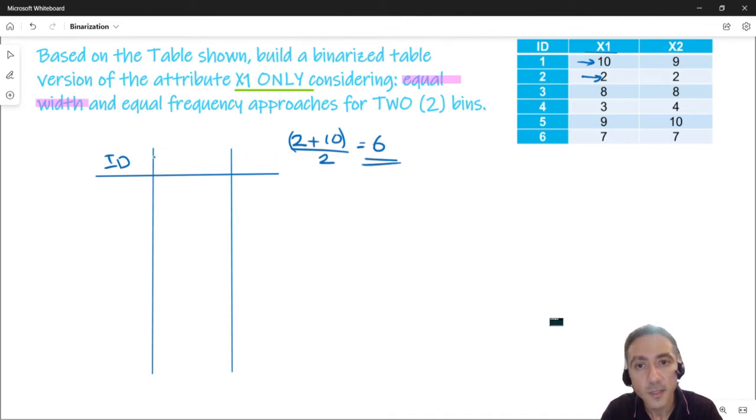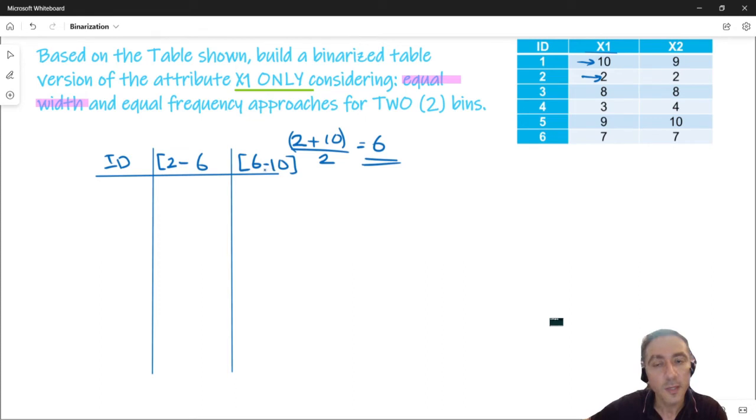Based on this, I can come here and say the range should start from, of course, the smallest value, which is 2, up to 6. And then the second range should start from 6 up to the maximum value, which is 10. So equal width. Here I have 4 units, 2 up to 6, and 6 up to 10, so 4 units as well.